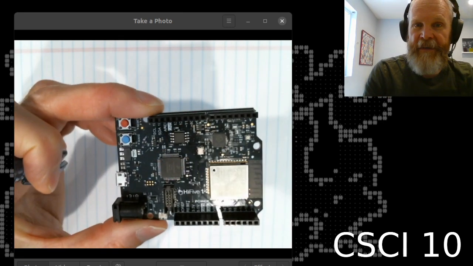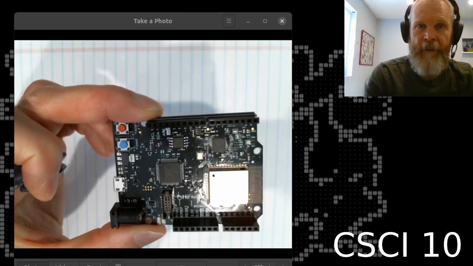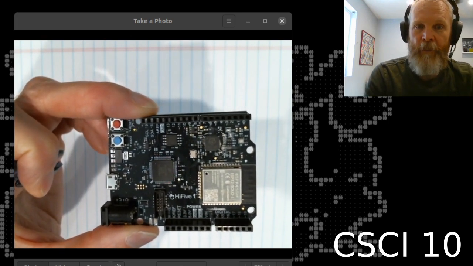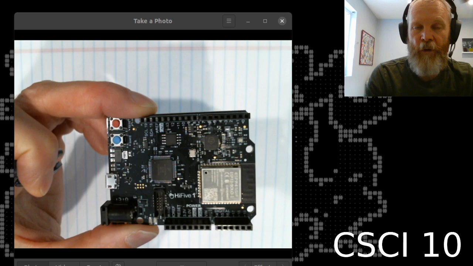So in x86, the question is how big are the registers? In x86, we're going to be using 32-bit registers.